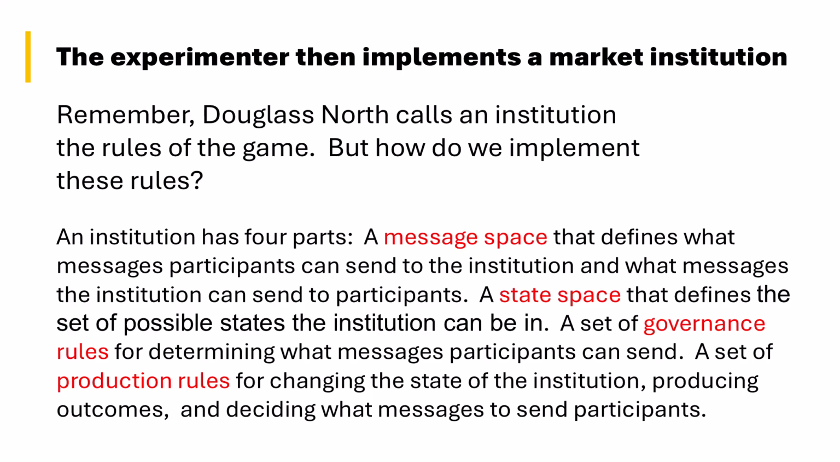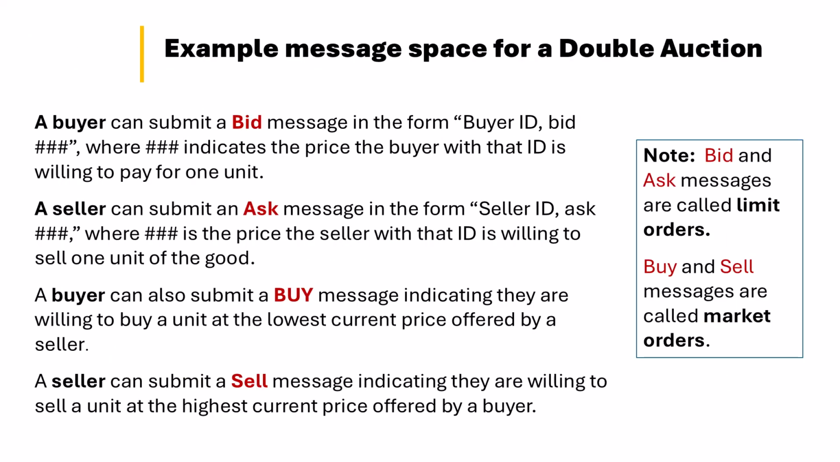Fourth, an institution has a set of production rules that change its state, produce outcomes, and decide on messages to send back to participants. An example message space for a double auction institution is shown here. A buyer can submit a bid message in the form buyer ID bid price, indicating the price the buyer with that ID is willing to pay for 1 unit.